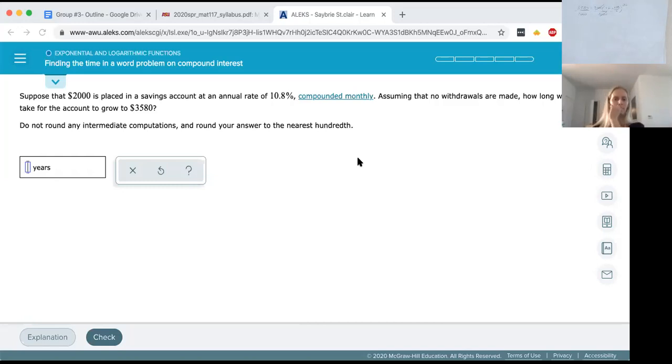Let's see, 35 over 20 is 1.75. 1 plus 0.108 divided by 12. I'm going to do that on my calculator. Looks like that gives me 1.009. Do not round. That gives me a weird number. 1.009, man, that's small. So when I did that part on my calculator, it gave me this real small number. So it's making me almost think I should write it just like this.